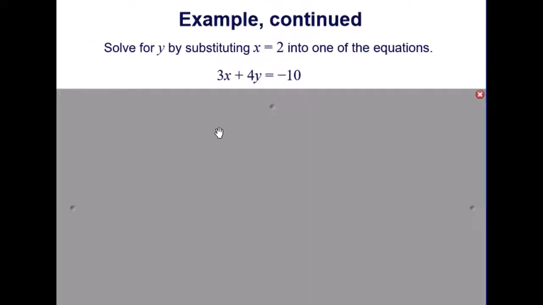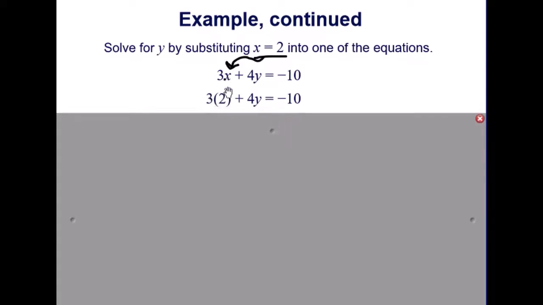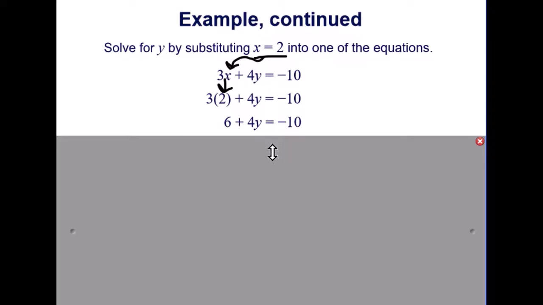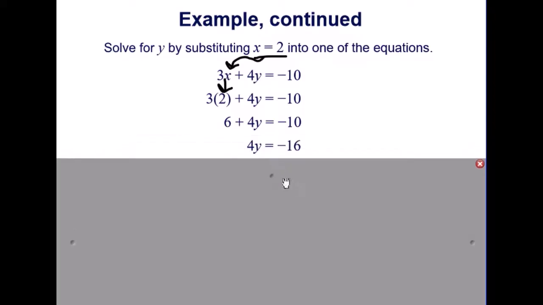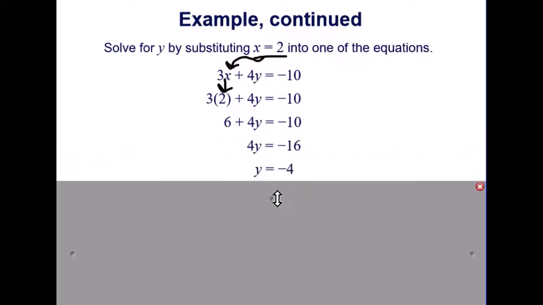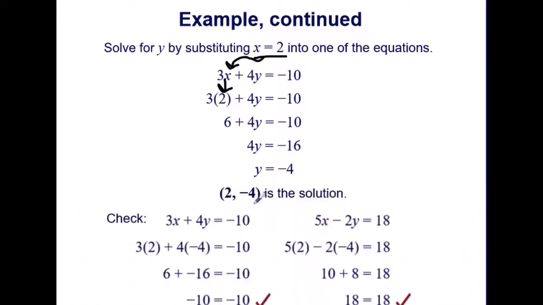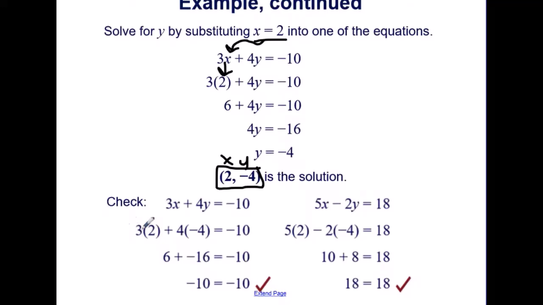So now, when x equals 2, let's substitute that into one of our equations to solve for y. So 3 times 2 is 6. Subtracting 6 will get us negative 16, and dividing by 4 will make y equal negative 4. So together, 2, negative 4 is the solution. And if we have x equals 2 and y equals negative 4, giving our check, it works and makes both equations in the system true.